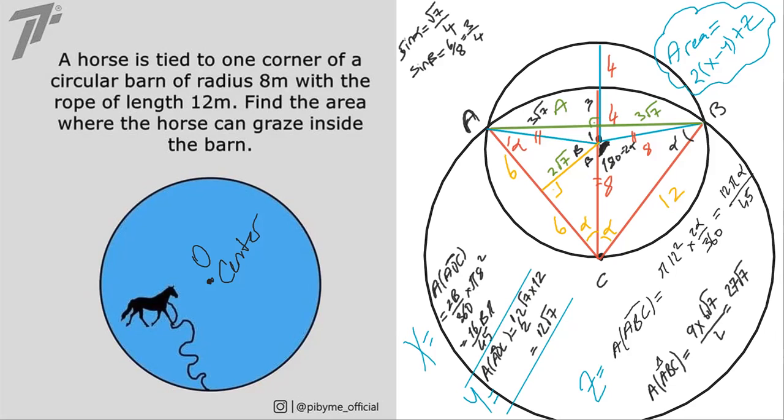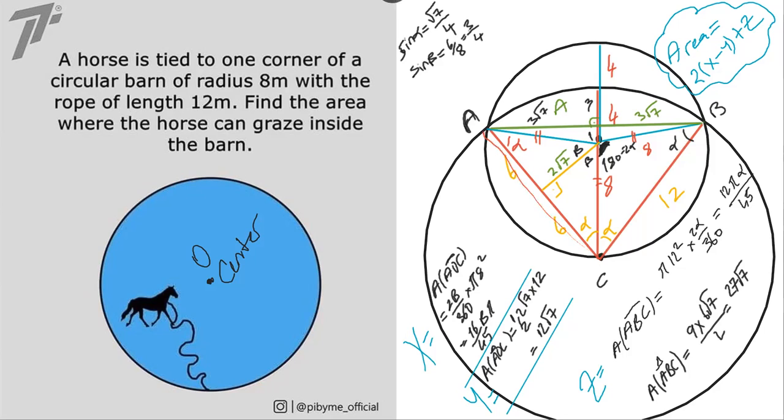according to my calculation. So what is given is this big circle has radius 8, and this rope has length 12. So longer than the radius, but shorter than the diameter, because if radius is 8, diameter will be 16. So if this is, let's say, 12, it can graze around this area. So let's say this is the full length of the rope. So it will make a circle around it, if the horse can turn around this with radius 12.